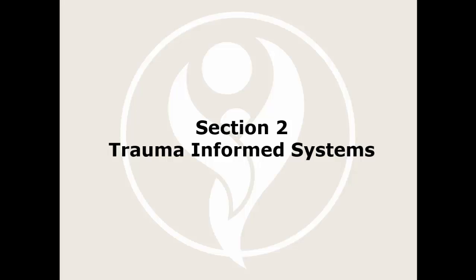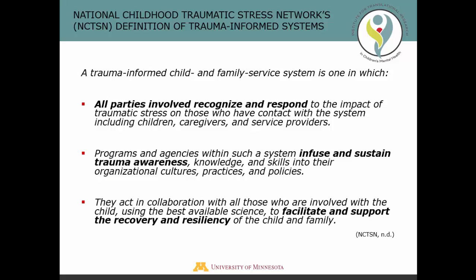Section 2. Trauma-Informed Systems. The AMBIT network is a site for the National Childhood Traumatic Stress Network, or NCTSN. NCTSN was established by Congress in 2000 to, in the words of their mission, raise the standard of care and improve access to services for traumatized children, their families, and communities throughout the United States.